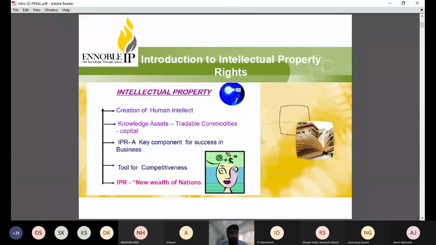IPR also plays a key component for success in every business. Then how can we say that it is a key component for every business? When you are starting any business, first you will give a name to your business, right? The name of the company, the name of the product you are launching, the name of any software application you are launching, the name of any kind of service you are giving to your client, right?